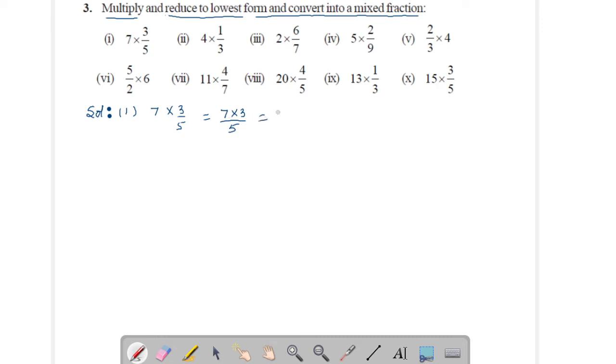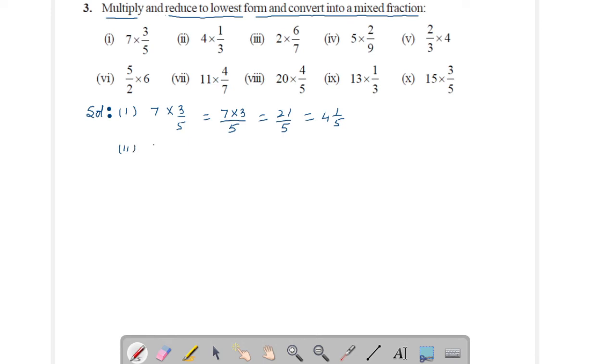It is 7 threes are 21 upon 5. Convert it into mixed fraction. You will get 4 1 upon 5. This is your answer. Now come to second part.